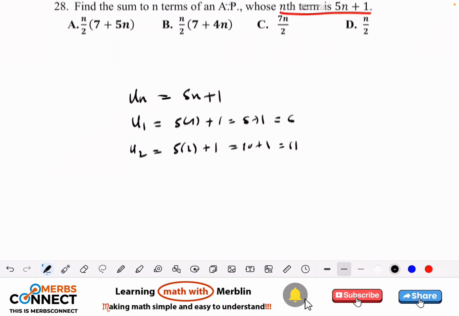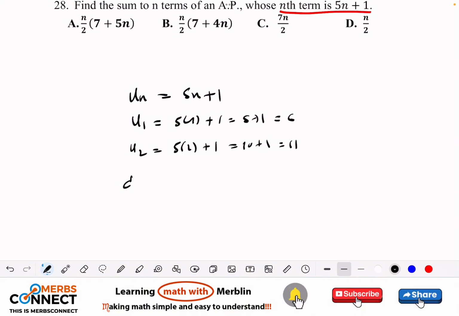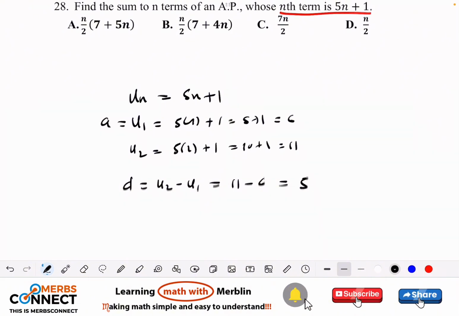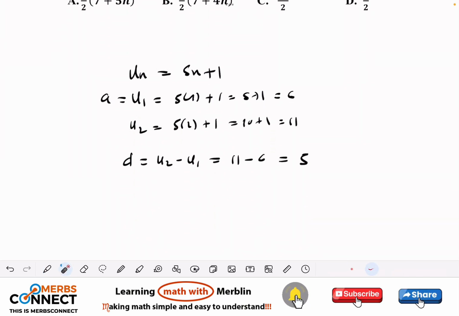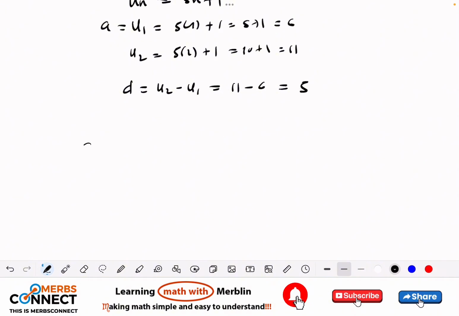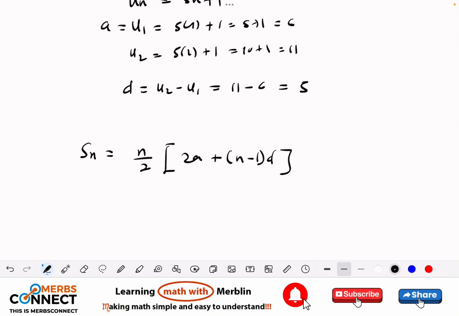Then since we have u2 and u1, we can find the common difference. So u2 minus u1 is going to be 11 minus 6, and this is going to give us 5. So now that we know the first term, don't forget u1 is a. We can find the sum because the question is asking us to find the sum. So what's the formula for finding the sum? Math 101 is like a lot of formulas. So this is the formula for finding the sum of arithmetic progression.